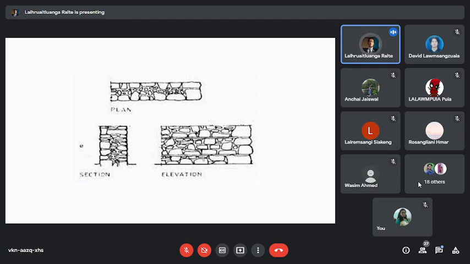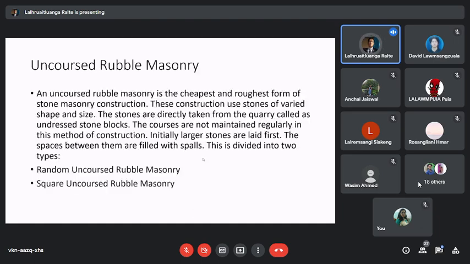In order to mimic the look of brickwork, we can have other types of masonry like ashlar masonry, which we are going to talk about. Because of its construction technique requirement, as well as its tediousness in construction, we do not find this type of masonry very frequently. We have uncoursed rubble masonry, and it has two types as well. So we are going to see that as well.